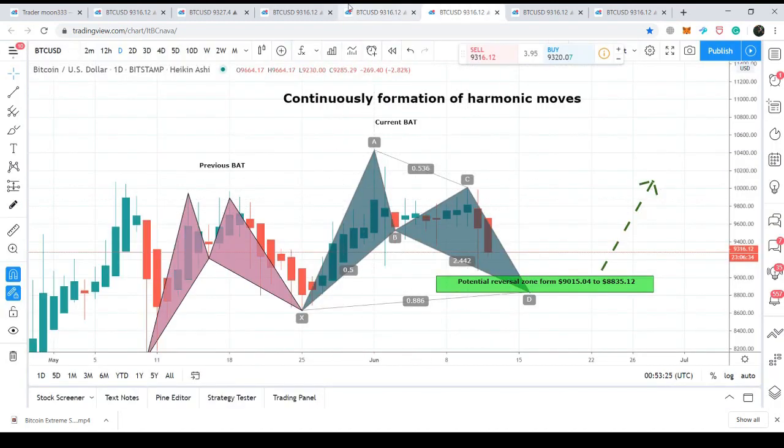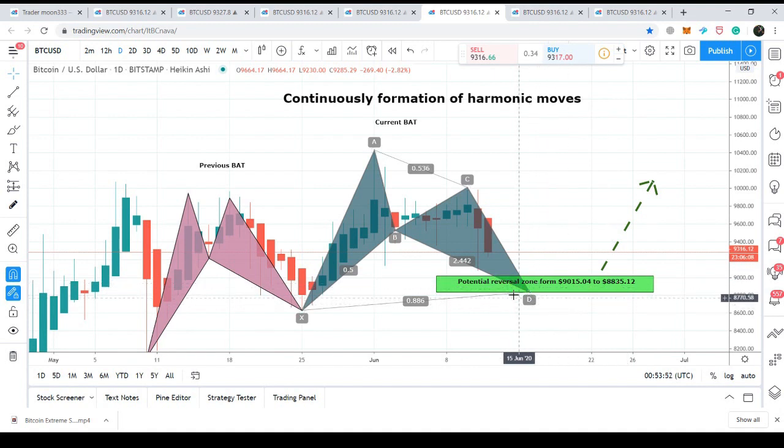Therefore, I'm just ignoring this extra spike, and I've just placed my Fibonacci retracement tool, or this pattern tool, up to 0.50 Fibonacci, and now we can expect this move from 0.786 up to 0.886 Fibonacci level, and that starts from $9,015 up to $8,835, almost $8,800.